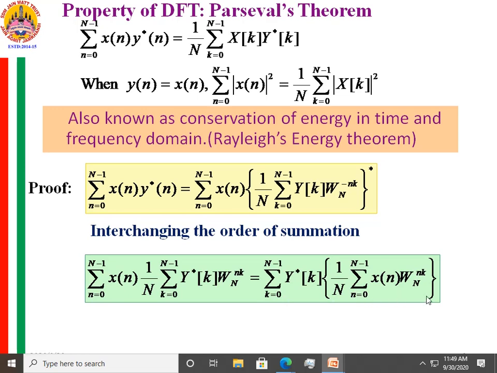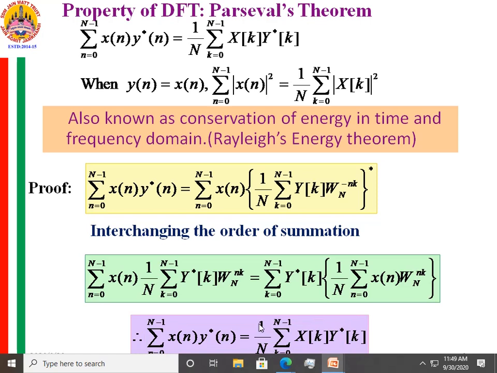Now we observe that this bracket term is nothing but X of k. So I can write this as 1 by capital N summation k from 0 to capital N minus 1 xk into conjugate of yk. Since this is proved, when you replace xn with yn, this becomes conjugate of xn, this becomes conjugate of xk, and if you take the magnitude of this entire equation, then you will get this second part of the proof. Getting it?